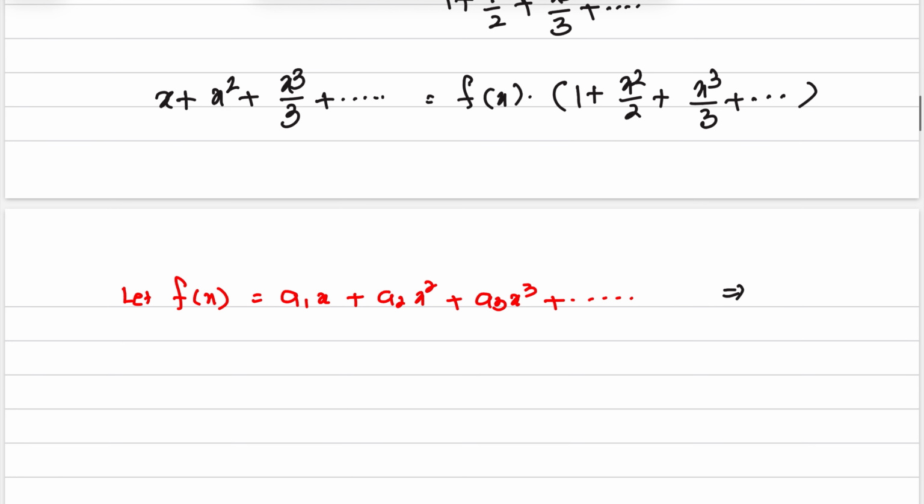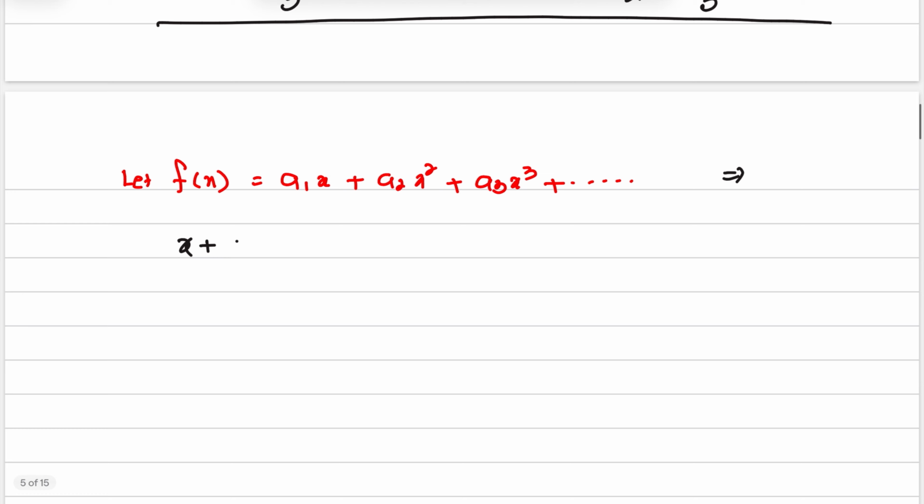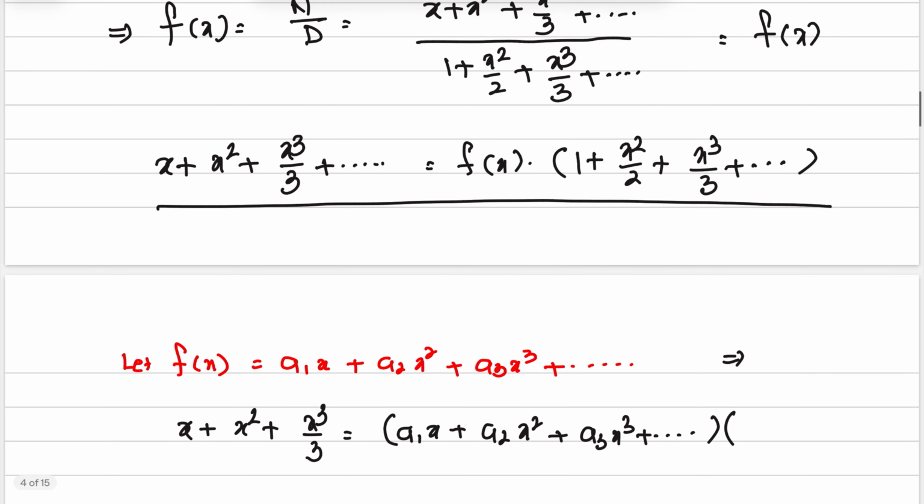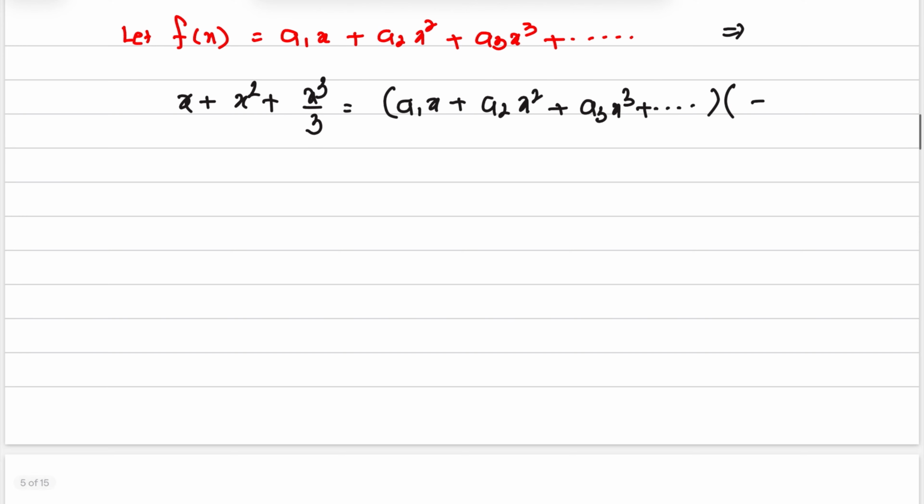Now, here we have to find out function x. Let function x be equal to a1x plus a2x square plus a3x cube plus so and so. That implies we will put this function x value here in this equation. x plus x square plus x cube by 3 is equal to a1x plus a2x square plus a3x cube plus higher values into 1 plus x square by 2 plus x cube by 3 plus so on.